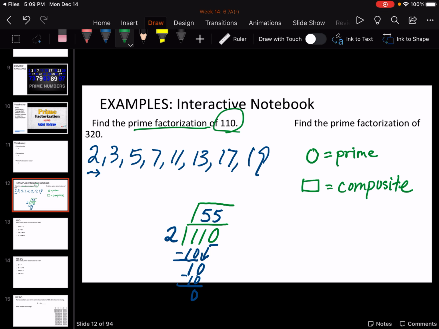But we see that it ends with 5. So I can say that it's divisible by 5. 5 goes into 5 once. 5 goes into 5 once. 11, guess what? It's a prime number, as noted here. So I can divide that by 11, which gives us 1.